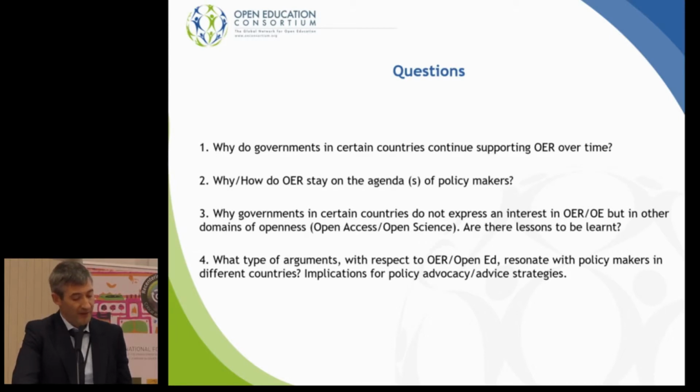Why is it that governments in certain countries do not really seem to express an interest in OER open education, but in other domains of openness? What can be learned here? What type of arguments with respect to OER open education resonate with policymakers in different countries? This has got implications for policy advocacy and advice strategies.